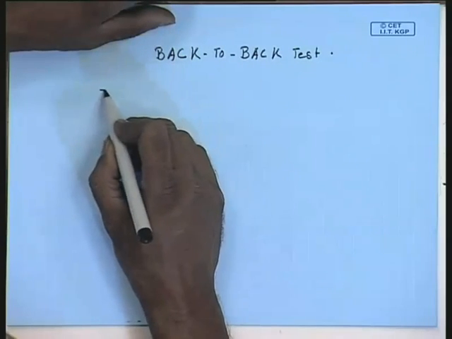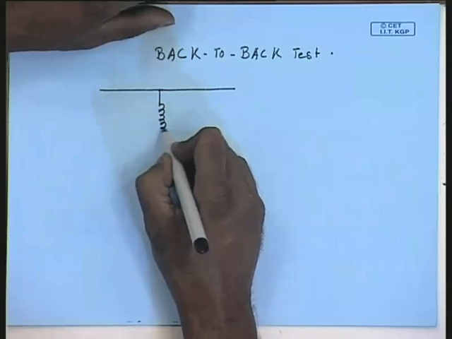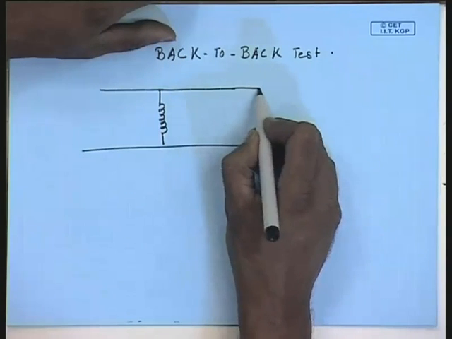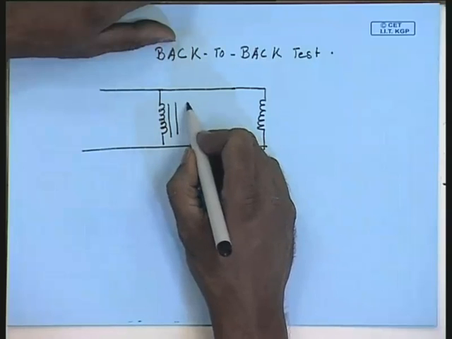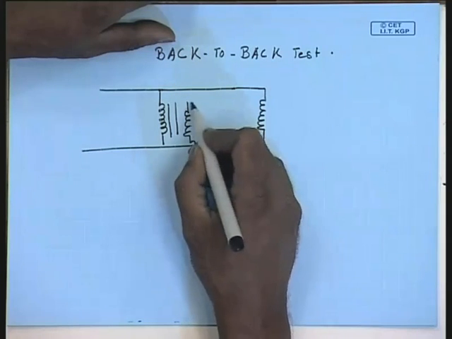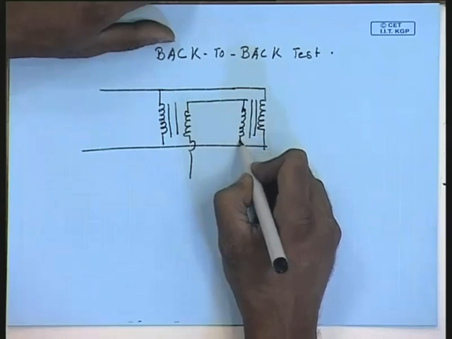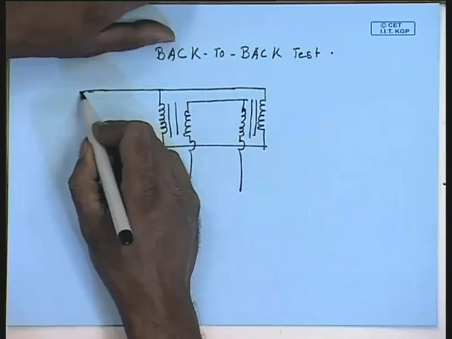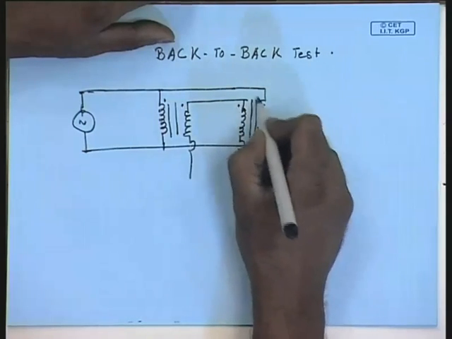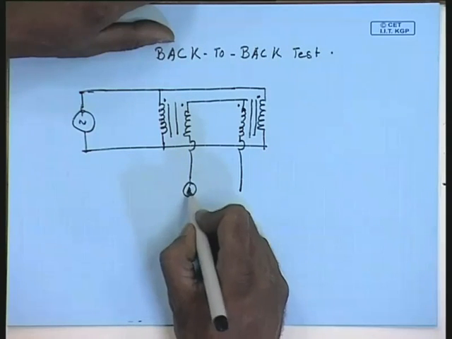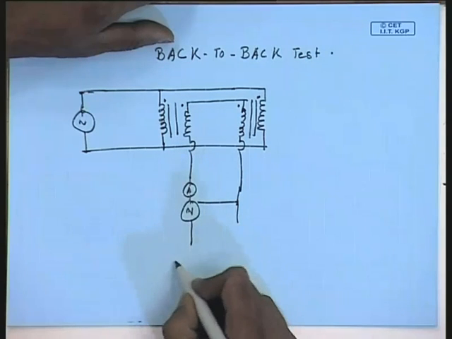we supplied the primaries of the transformer from the same supply, connected them in parallel and connected the secondaries in series, so that the induced voltage in the secondaries oppose each other. This we connected to the rated supply, and this ammeter, wattmeter we connected to an auxiliary source.